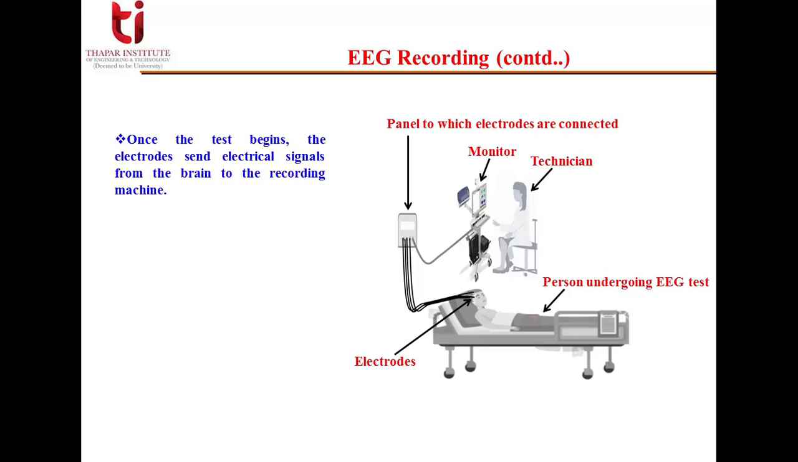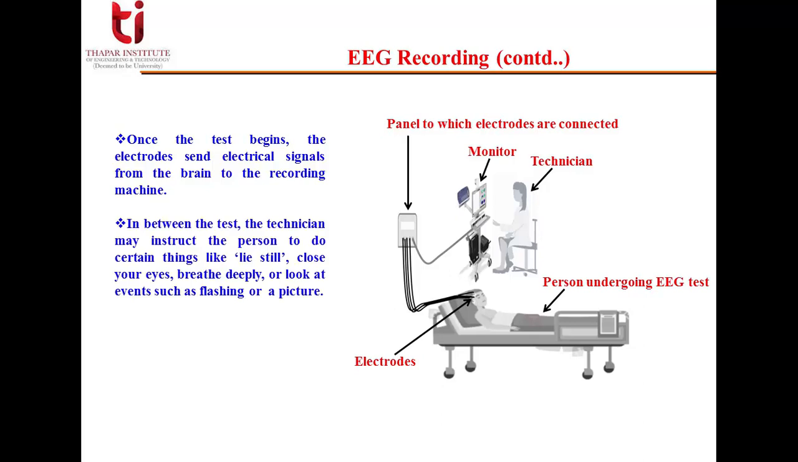Once the test begins, the electrodes send electrical signals from the brain to the recording machine. In between the test, the technician may instruct the person to do certain things like stay still, close your eyes, breathe deeply, or look at events such as flashing lights or a picture. That is mainly done to see any kind of abnormality or disorder in the EEG pattern. On completion of the test, the technician will remove the electrodes from the scalp.